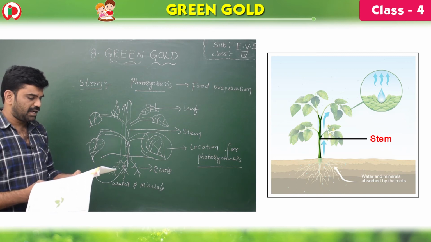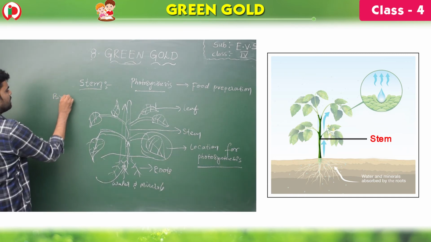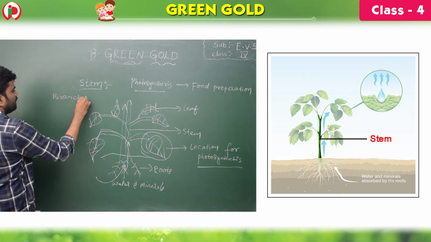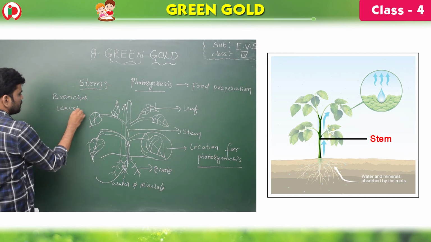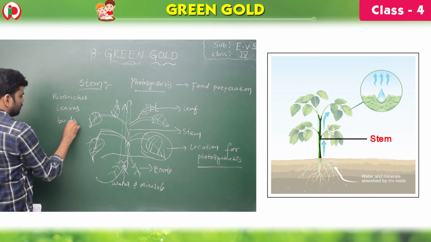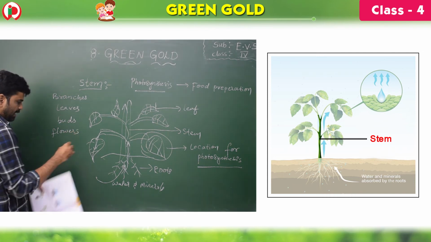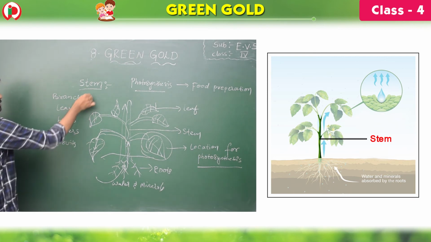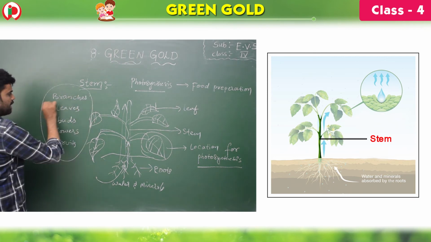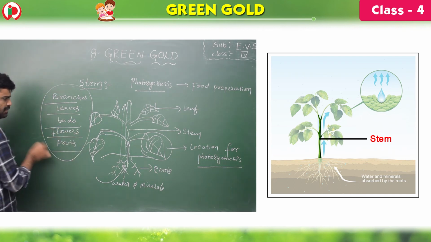The stem bears the branches. Stem bears the branches, okay. Stem bears branches, leaves, buds, flowers, and fruits. See, children, stem bears branches, leaves, buds, flowers, and fruits.